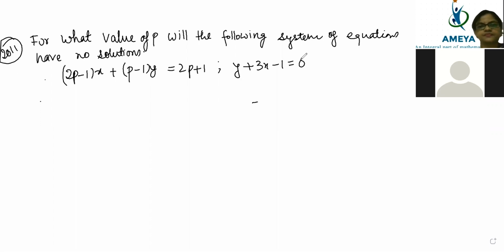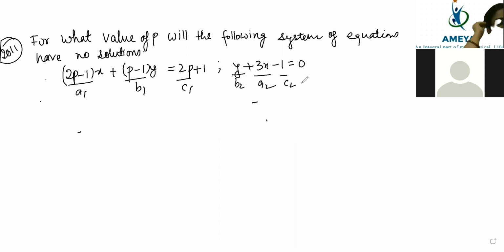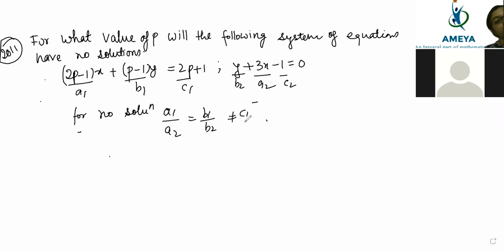Now look here. This one can be considered as A1, B1, and C1. Okay, Pavitra and Kritika also got 2 as answer. This one will be A2, B2, and C2. If you compare these equations with the general equation, you will be getting this. Now for no solution, you know how to write the condition: A1 by A2 is equal to B1 by B2 is not equal to C1 by C2.